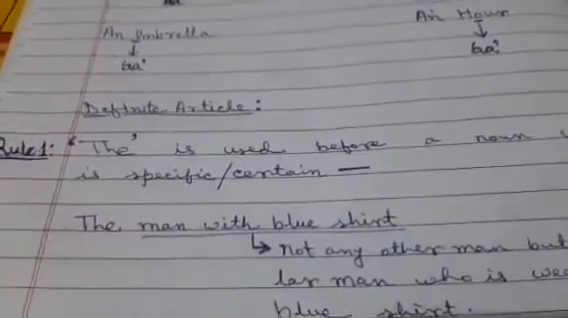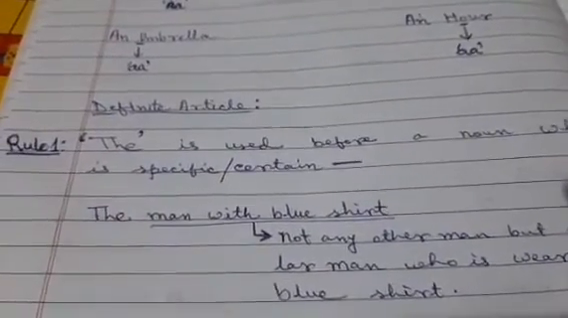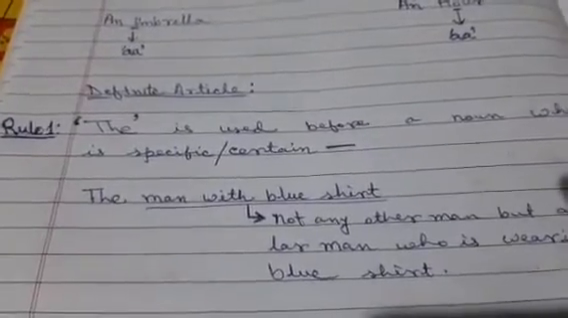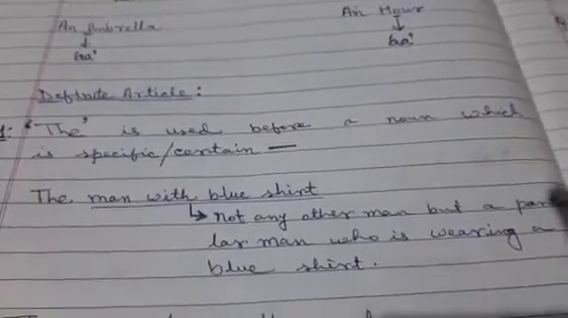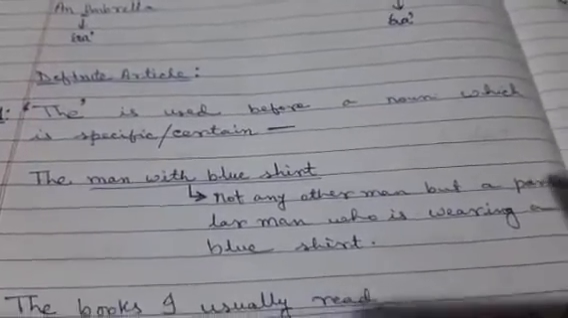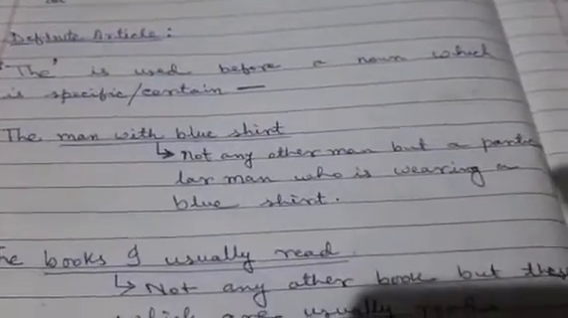Next, definite article. So where do we use definite articles? Let's see the rules. Rule number 1. The is used before a noun which is specific or certain. For instance, the man with blue shirt.